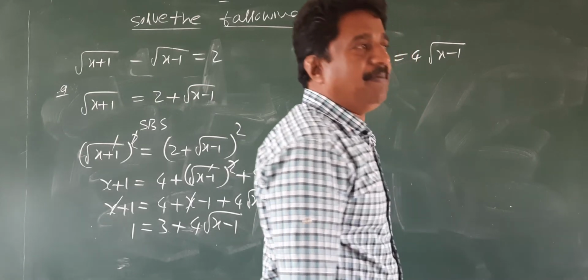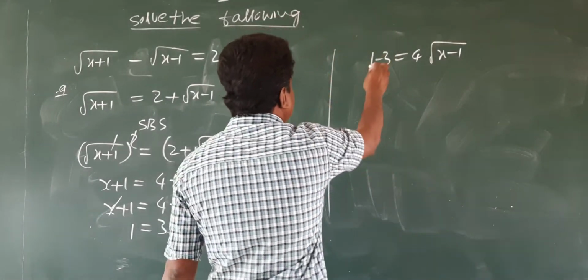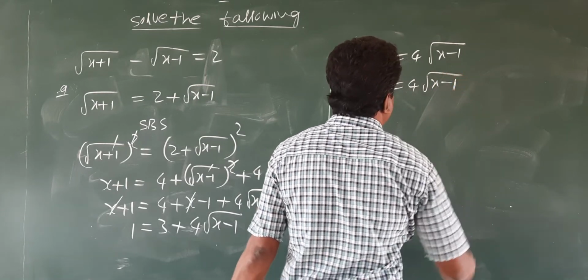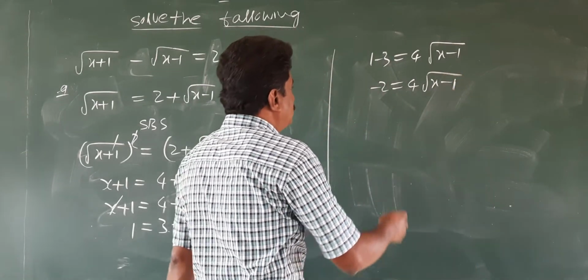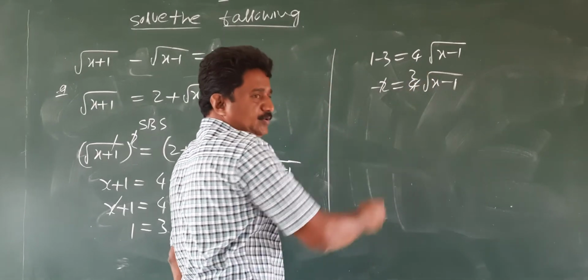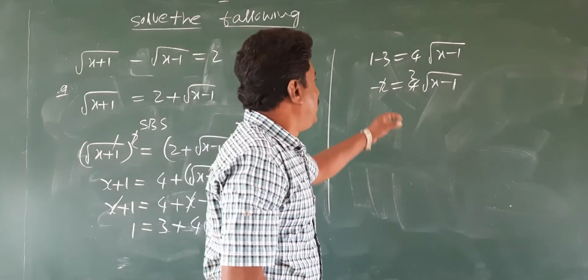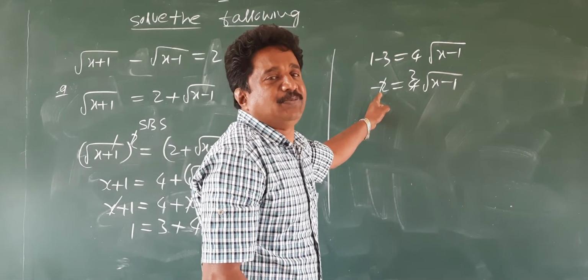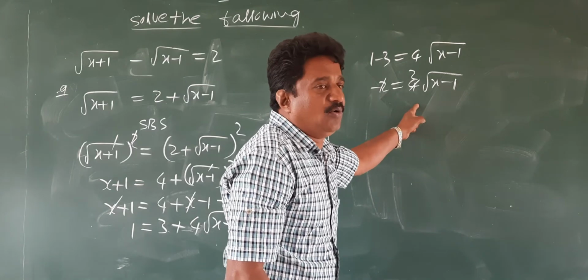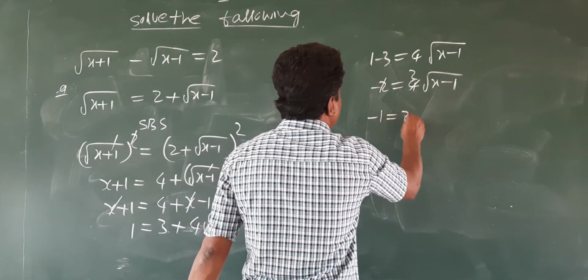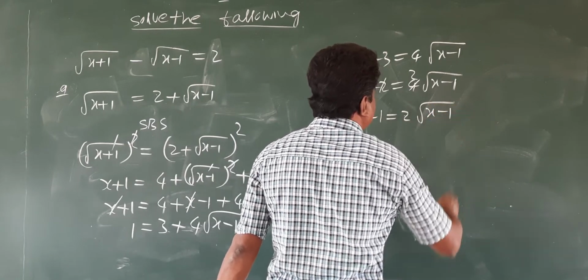How much is 1 minus 3, students? Minus 2 is equal to 4 into root x minus 1. So I think you can divide by 2. If I think of cross multiplication, this 2 comes down, 2 2s are 4. Tell me the remaining: minus 1 is equal to 2 into root x minus 1.